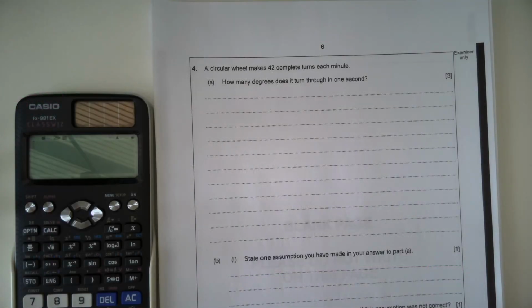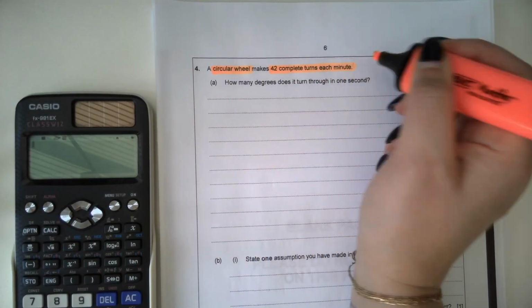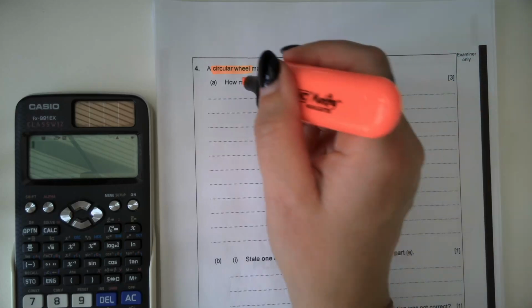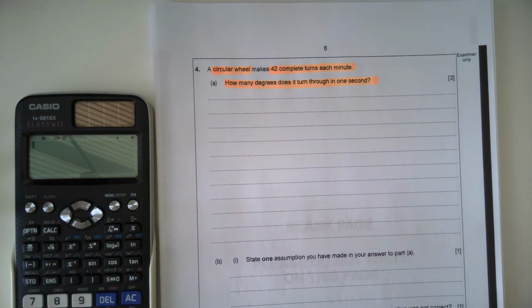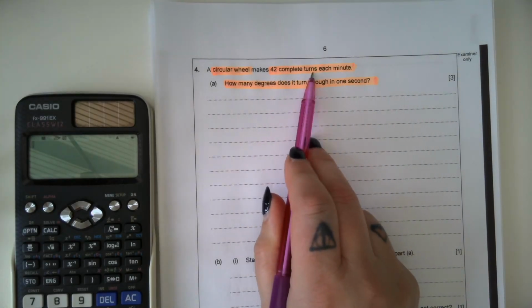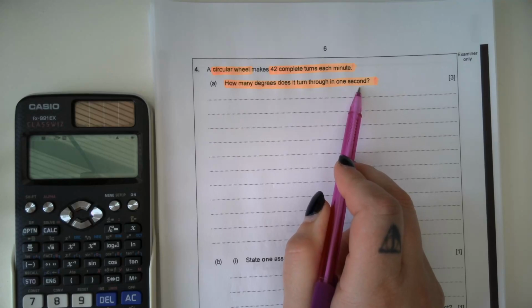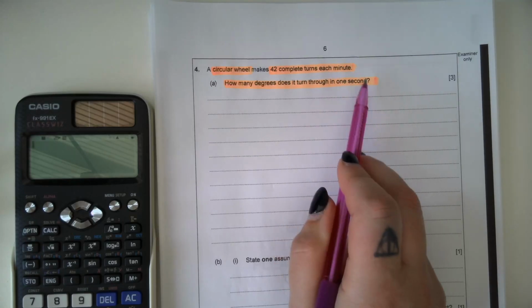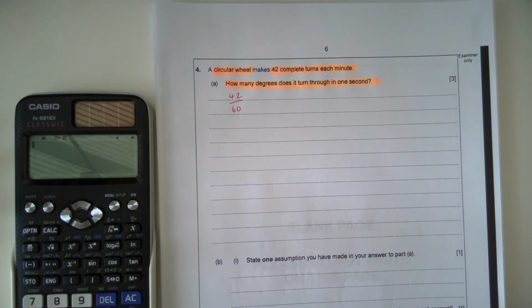Question 4. A circular wheel makes 42 complete turns each minute. Part A. How many degrees does it turn through in 1 second? Okay, so it does 42 complete turns in a minute. But we have to remember there are 60 seconds in a minute. We're working with minutes and seconds here. So 42 complete turns in 60 seconds.